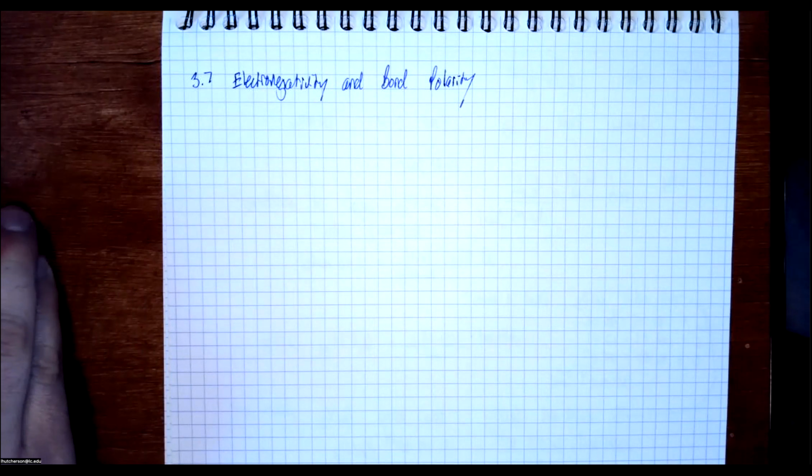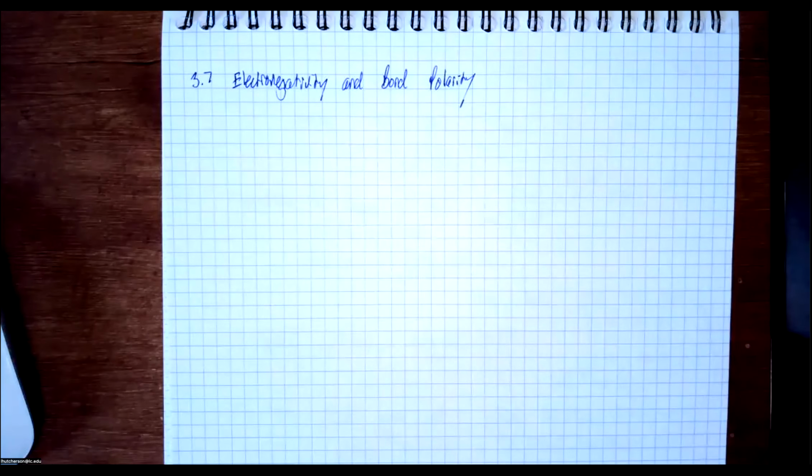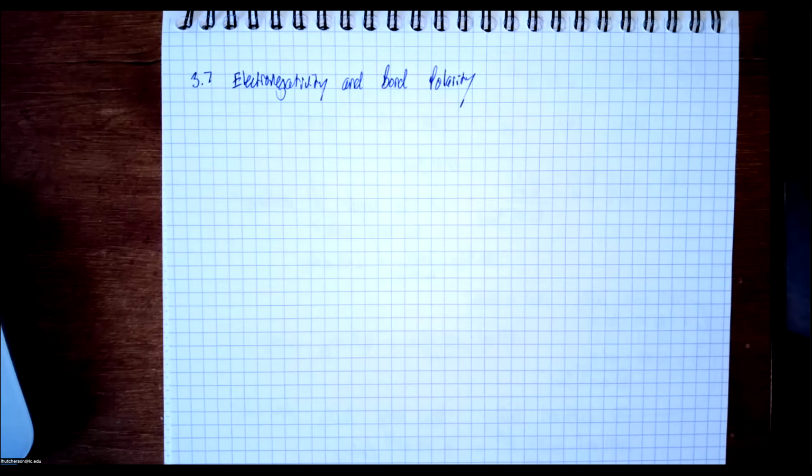Now let's look at our last topic for chapter 3, which is 3.7. It is on electronegativity and bond polarity. So, what do we mean when we talk about bond polarity?